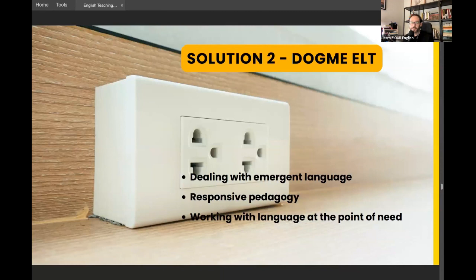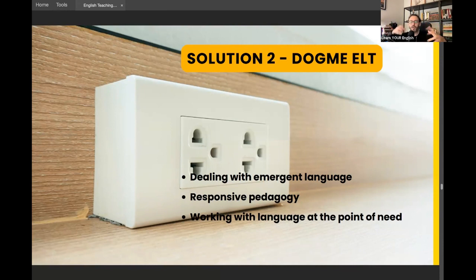And the second solution for us is DOGME ELT. To those of you who are not familiar with DOGME ELT, this is also an organic approach that naturally emerged in the early 2000s. It's the kind of approach that really resonates with organic learning, because as I said, we're learning to converse in the language. We're learning to talk in the language. We're not so much talking about the language.